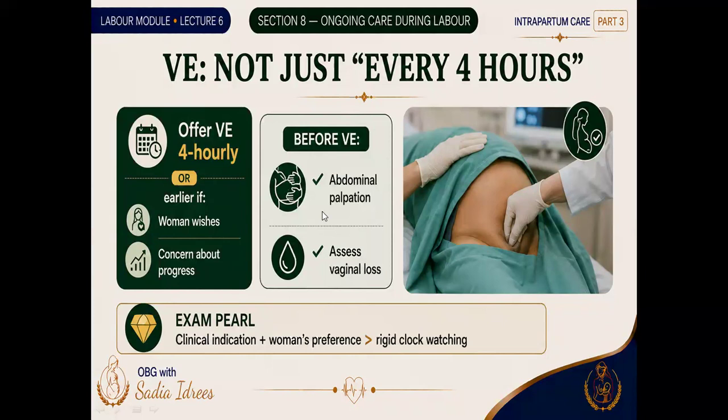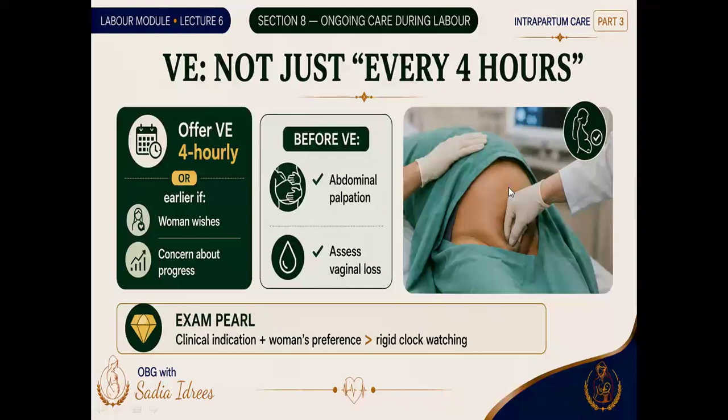And before performing the vaginal examination, don't immediately put on gloves and start the examination. First, perform abdominal palpation. Why? Because you want information about the fetal lie, the presentation, the position, the descent, and how much of the head is palpable abdominally. Also assess the vaginal loss. Then if vaginal examination is indicated and the woman agrees, proceed with the examination.